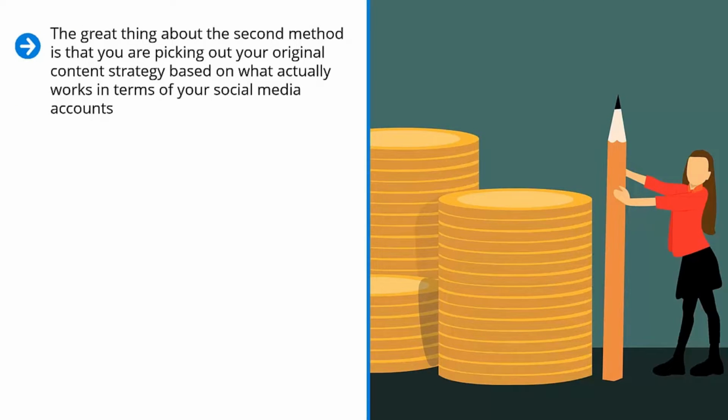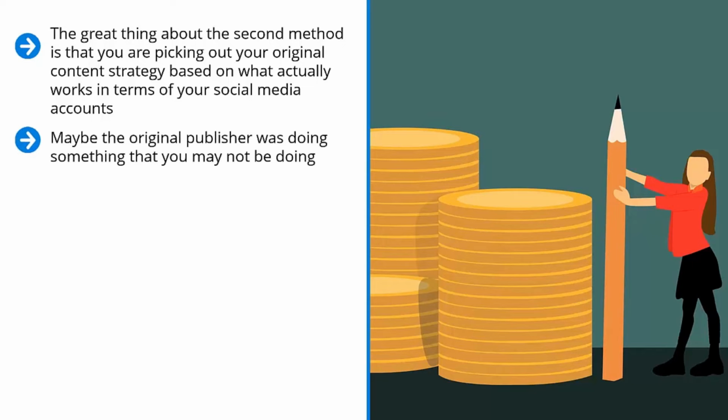The great thing about the second method is that you are picking out your original content strategy based on what actually works in terms of your social media accounts. You have to understand that even though high-quality third-party content may have a lot of objective social signals, those signals may have been generated in different contexts. Maybe the original publisher was doing something that you may not be doing. Do you see how this works?